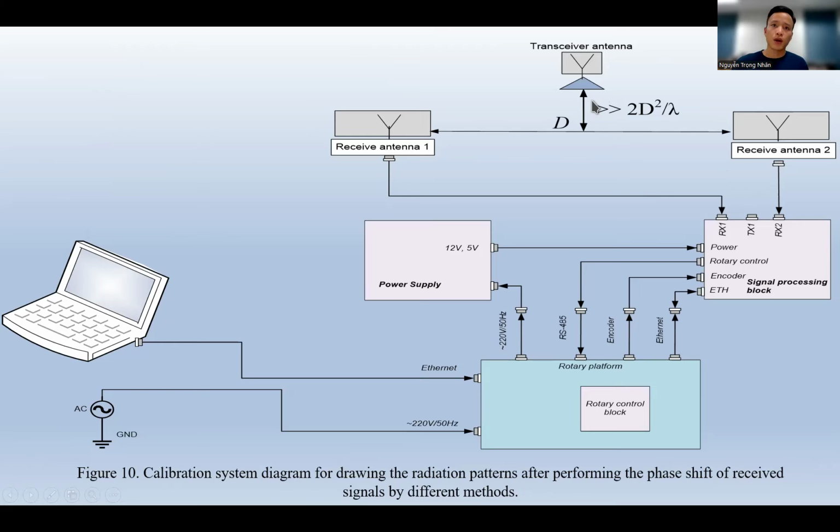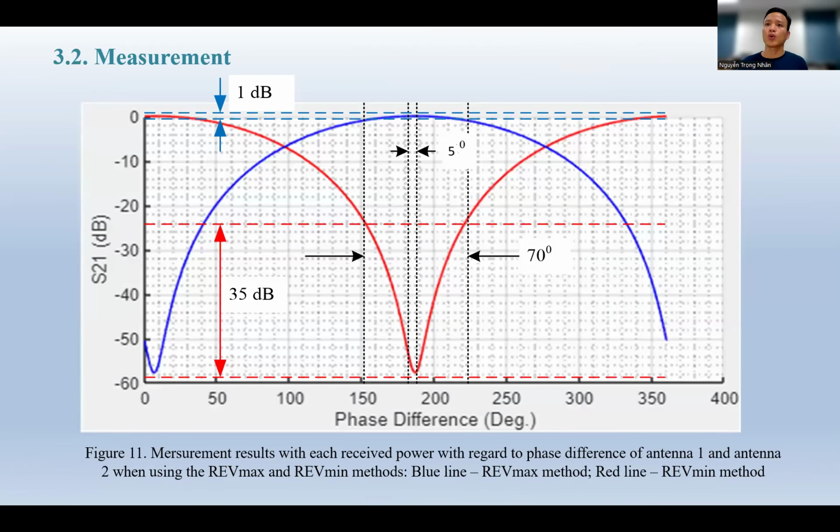Subsequently, the proposed system will be compared with the traditional ref method. We set the distance between the two calibration receive antennas D equal to 0.625 lambda. The distance between the phased array antenna under calibration and the reference antennas was 0.07 meter, which satisfied the near field criteria at 3 gigahertz.